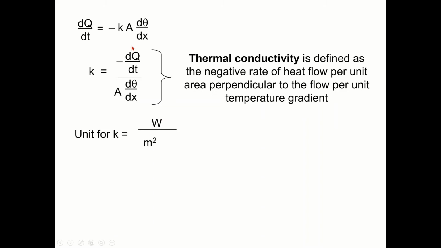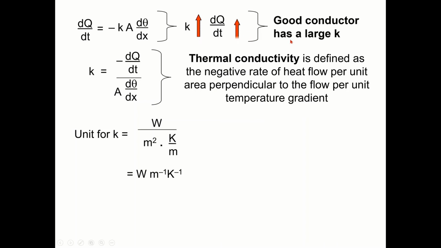So the unit for k: dQ by dt is watt or joule per second, A is area in meter squared, and dθ per dx, let's say we use unit Kelvin, per dx is meter. So we can cancel out this meter, and it becomes watt per meter per Kelvin. As k increases, the rate of heat flow increases. So the higher the k, the higher the rate of heat flow, which means the better the conduction of the solid. In other words, the material is a good conductor with a large k.